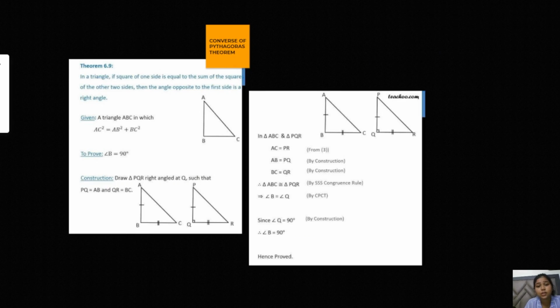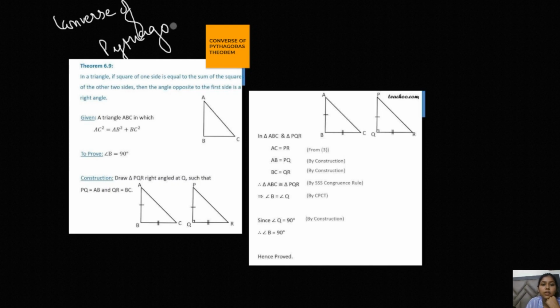So this is the last theorem. Let's have a look at this theorem too. In a triangle, if the square of one side is equal to the sum of the squares of the other two sides, then the angle opposite to the first side is a right angle. This is the converse of Pythagoras. We have studied in the earlier slide what the Pythagoras theorem is.